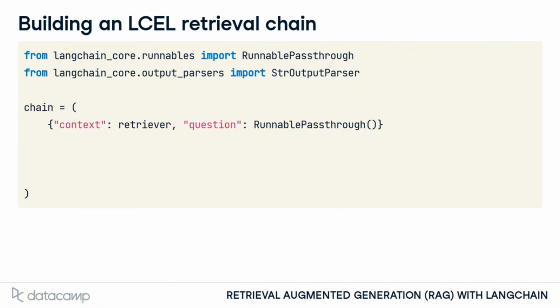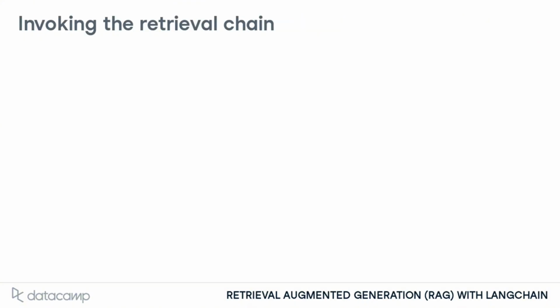This might look complex, but runnable pass-through is essentially a placeholder in our chain that allows us to pass data through without modifying it. The retrieved context and user question are then passed into the prompt using the LCEL pipe and then into the LLM. Finally, a string output parser is used to parse the model output as a string.